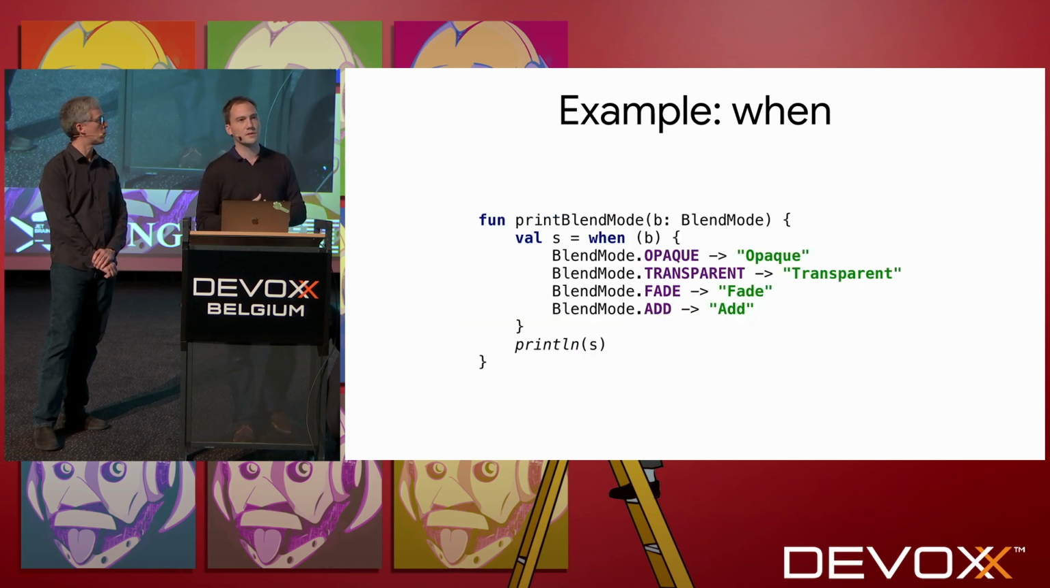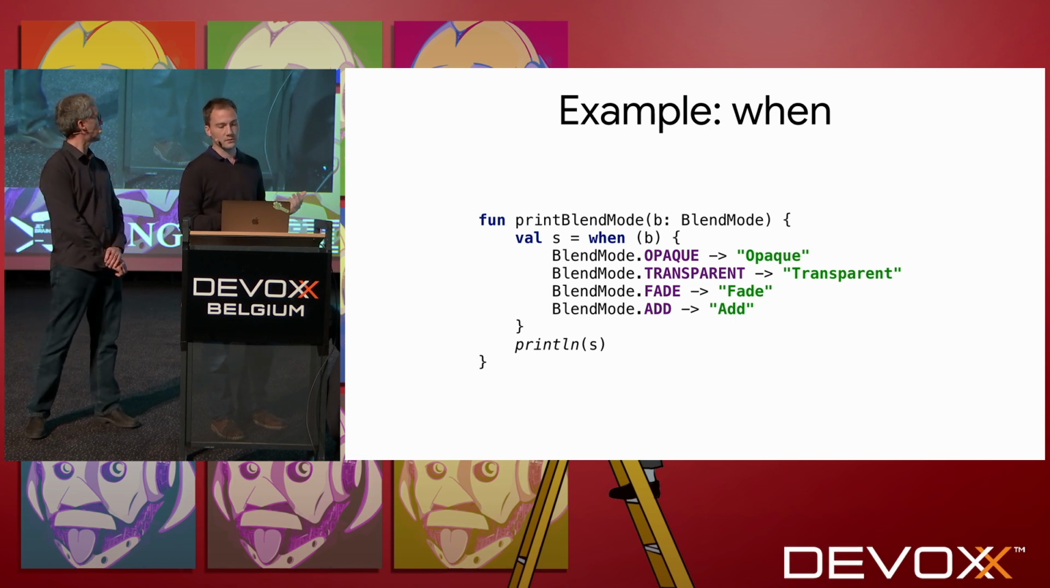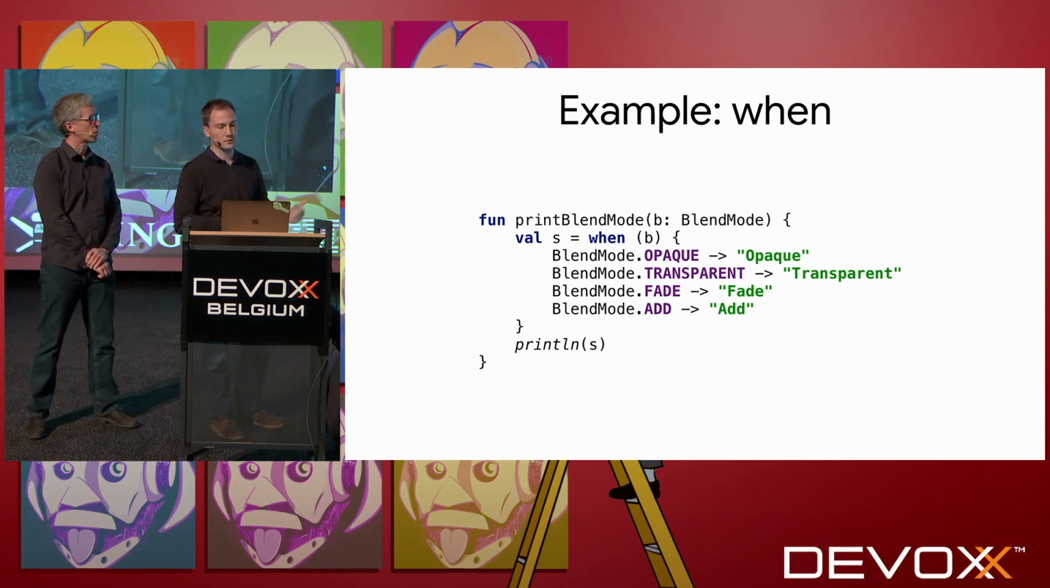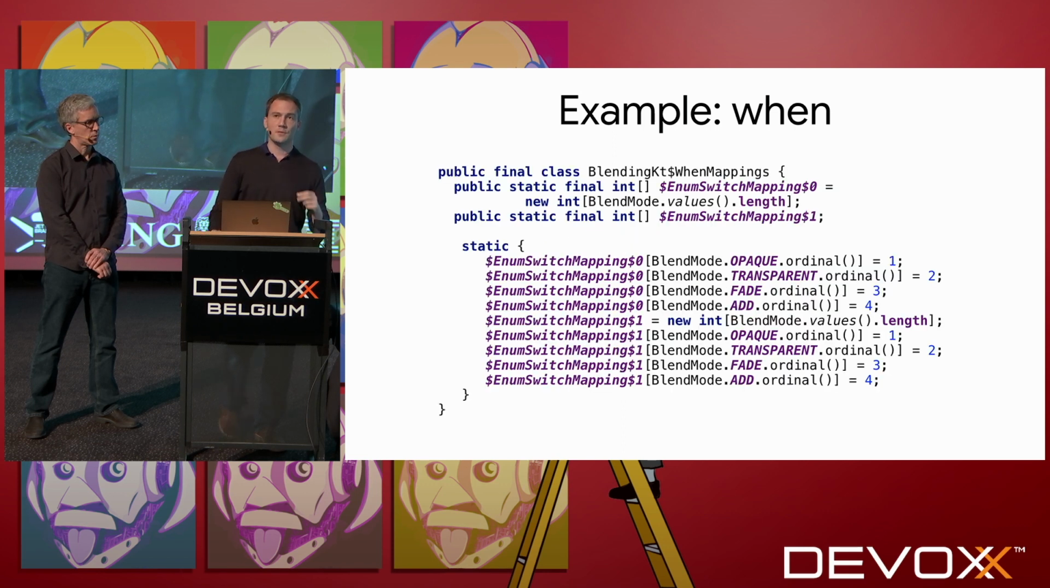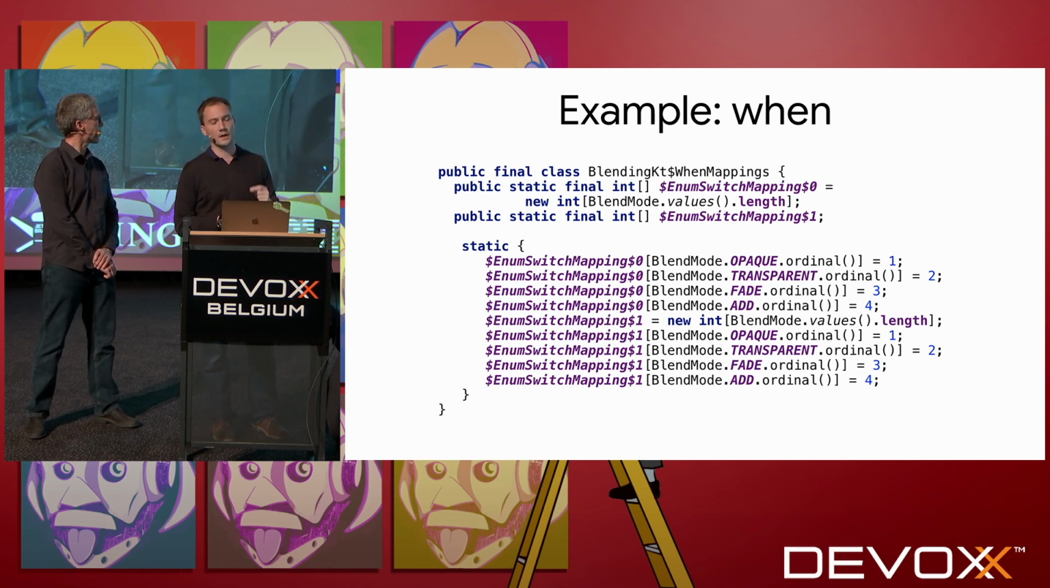So let's look at what happens if we generate a second when. So here I wrote another function that does something different. It prints a value instead of calling functions. The when goes over the same enum values, they're in the same order, so it's exactly the same when as before. The cases are just different. If we look again at these when mappings, we can see that a second array was created. And if you look at the static initializer, this array is filled with the same exact values again.